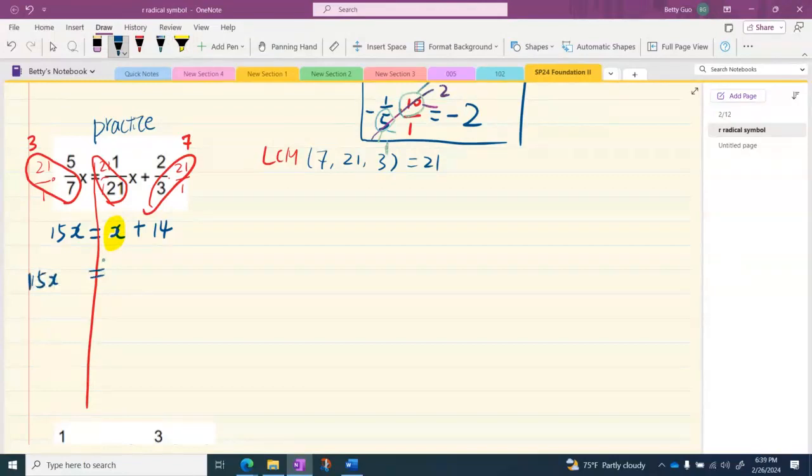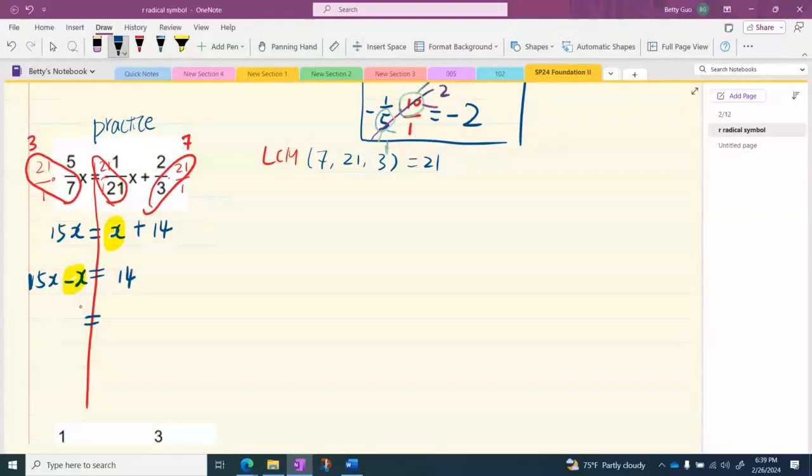15x minus x, right? Move x from right to the left. We have a positive x become a negative x. Of course, you can get it done by subtracting x from each side. And we have 14 on the right. What happened is we move the x. And on the left side, 15x minus x.